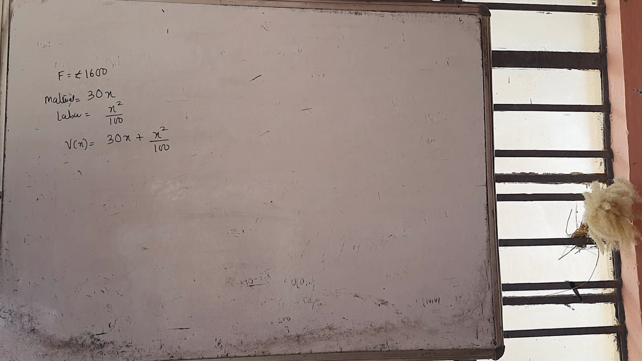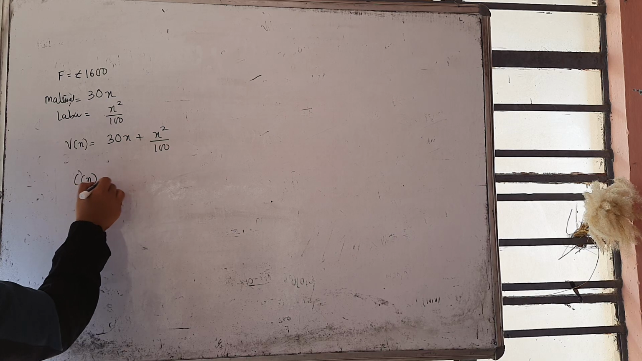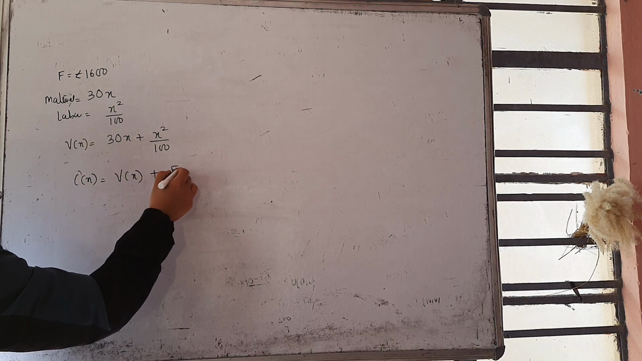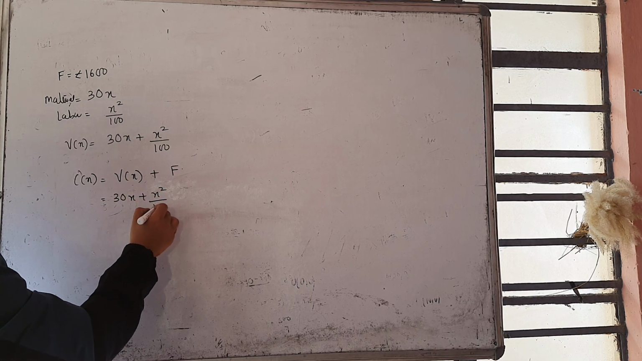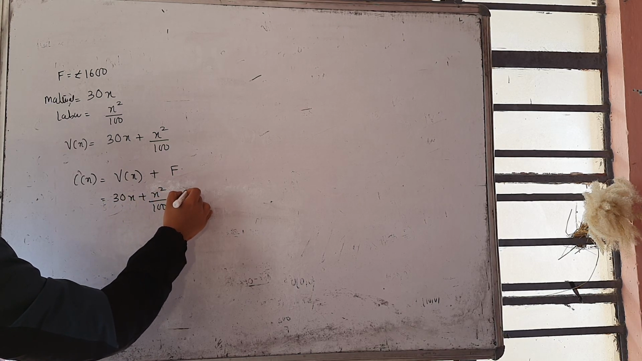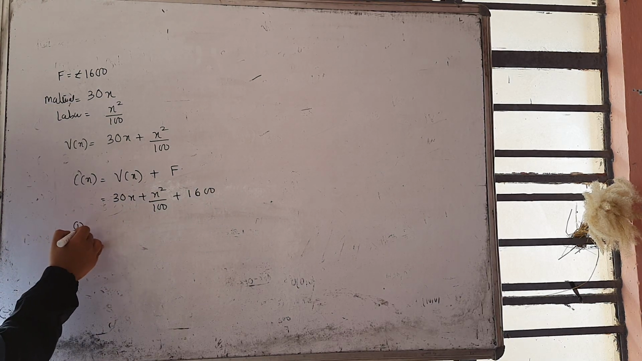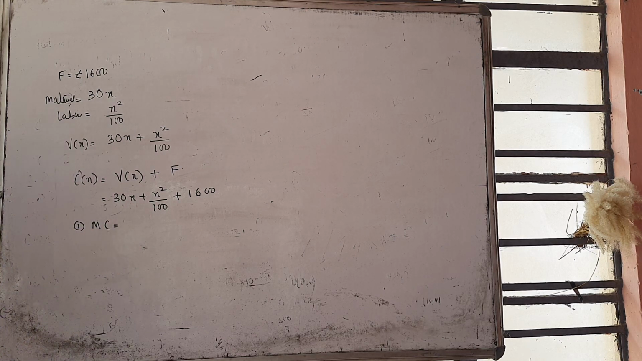What does MC stand for? Very good. To find marginal cost, I have to find cost. Yes or no? What is the formula for cost? The variable cost plus the fixed. The variable cost is how much? 30x plus x square by 100 plus what is fixed cost? 1600. So this is the cost, everyone. Now they have asked for marginal cost. Can you tell me how do you find marginal cost, everyone?